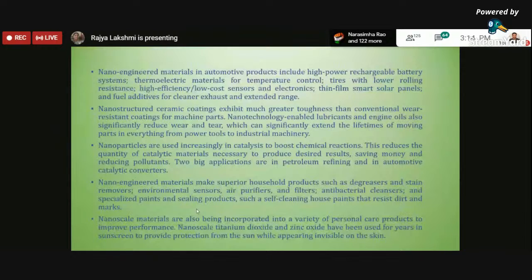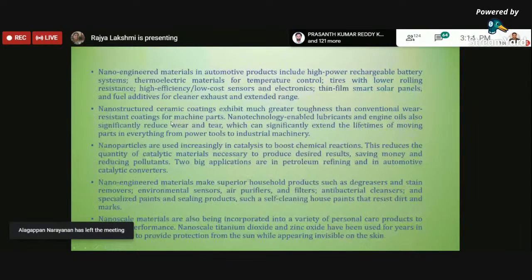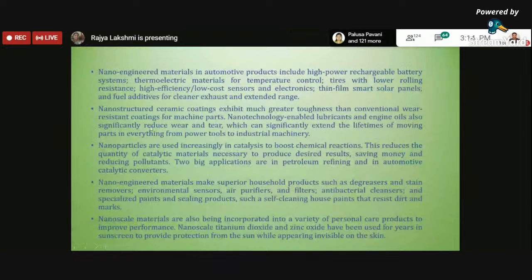There are nanostructured ceramic coatings, which exhibit much greater toughness than conventional wear resistant coatings for machined parts. Now people are adopting coatings, especially on ceramic parts, which will be highly wear resistive compared to other conventional coatings. And even nanotechnology enabled lubricants and engine oils significantly reduce the wear and tear, which can significantly extend the lifetime of the moving parts, everything from power tools to industrial machinery.